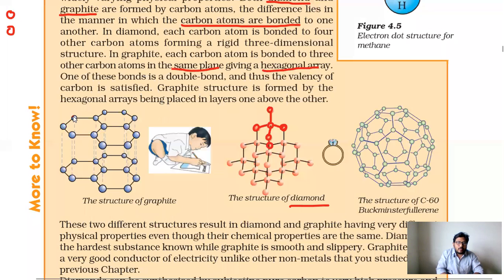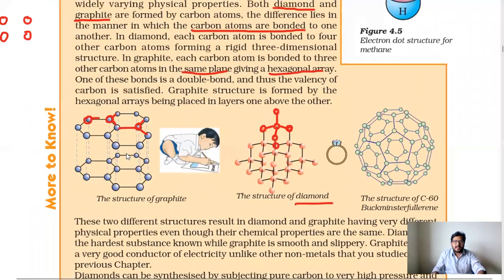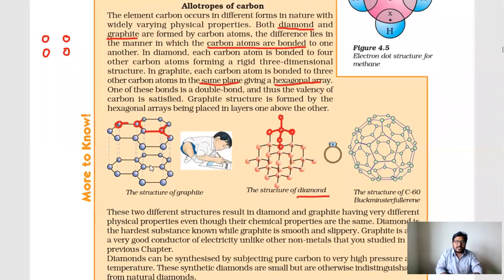You can observe one carbon is bonded with 3. Here one carbon is bonded with 1, 2, 3. Here one carbon can be bonded with 1, 2, 3. Like that, it forms a hexagonal shape. Because of this structure in graphite, graphite is brittle. Brittle means weak, not so strong.